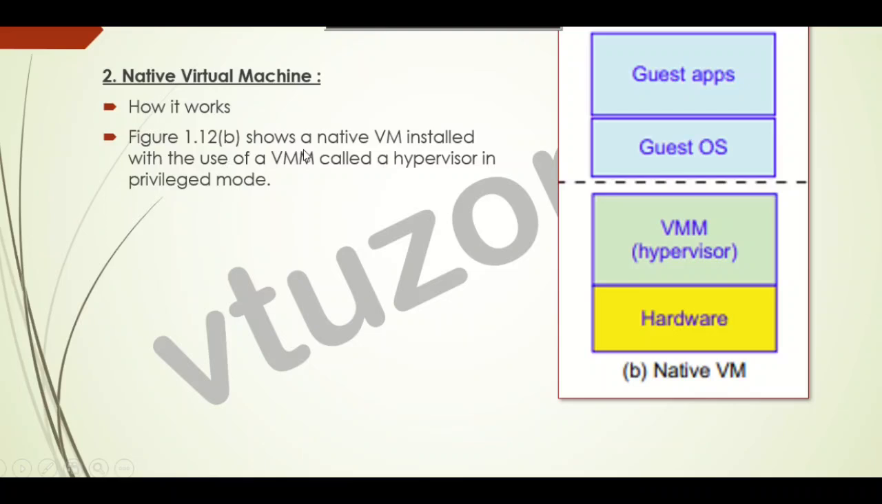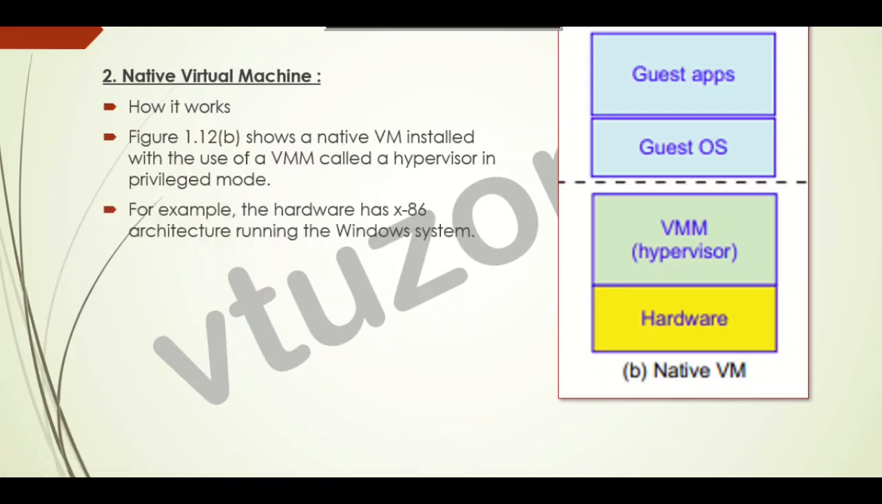See, as we have discussed in the diagram, this diagram shows a native virtual machine installed with the use of a virtual machine monitor called a hypervisor within a privileged mode. See, a privileged mode is a special mode in a computer where the operating system or a hypervisor has full control over the hardware.